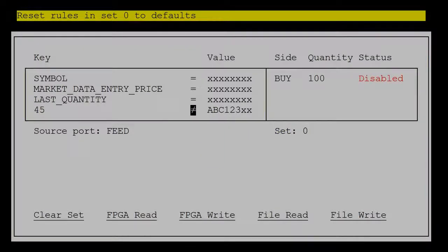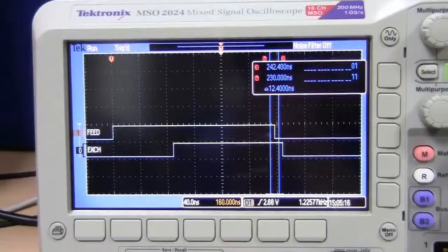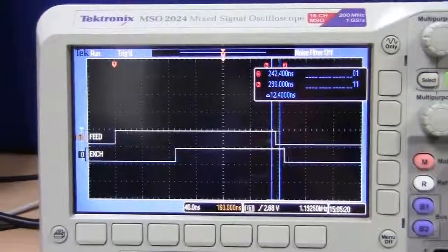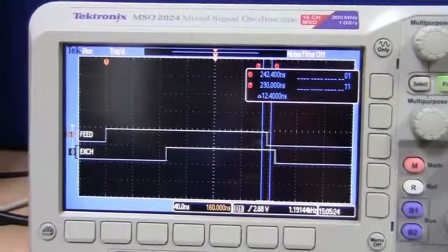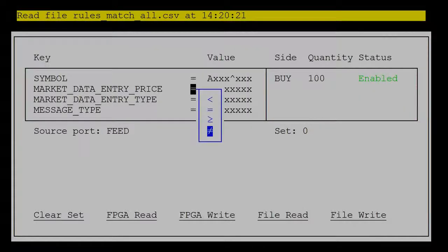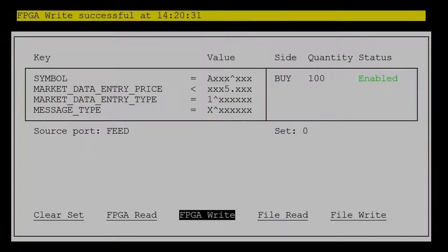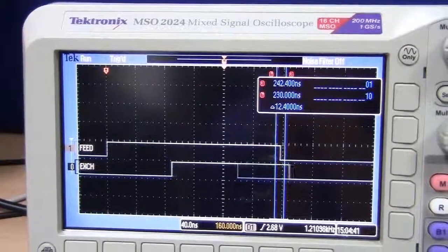In this example test bench we have 4 rules which match any symbol and any price offer in a market data refresh, and our action is to buy 100 units immediately. Looking at the oscilloscope, we can see that the preempter's orders are sent without aborting, finishing 12 nanoseconds after the end of the feed packet. If we now change the price rule to only match values ending in less than 5, where extra digits are don't care, 50% of the pre-sent orders are aborted by poisoning the frame check sequence, and we see ghosting between the two cases on the scope display.